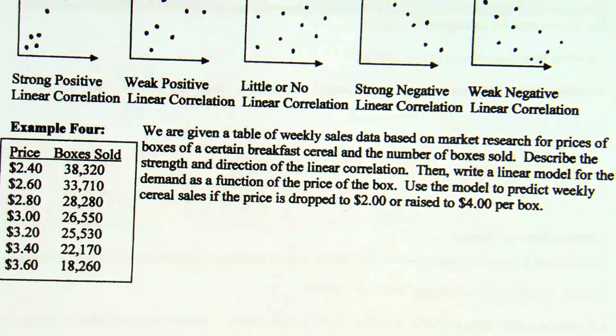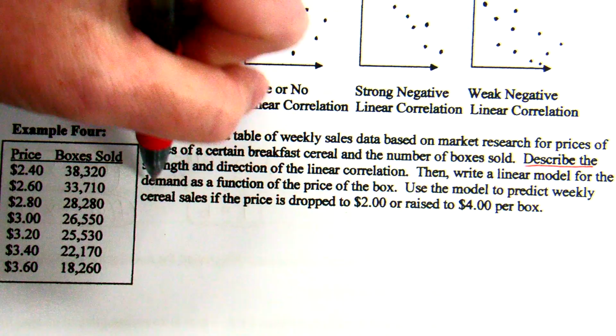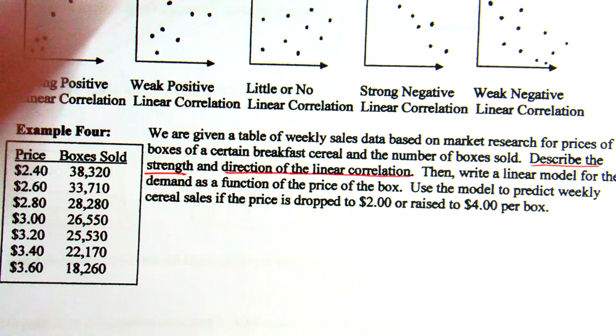So we are given a table of weekly sales data based on market research for prices of boxes of a certain breakfast cereal and the number of boxes sold. Describe the strength and direction of the linear correlation. So did you see that part there? Describe strength and direction of the linear correlation. That's one thing we have to do.